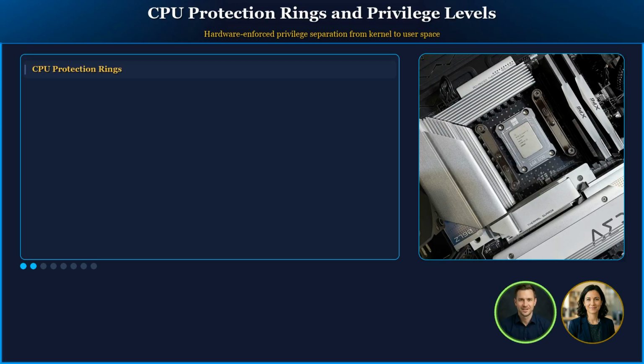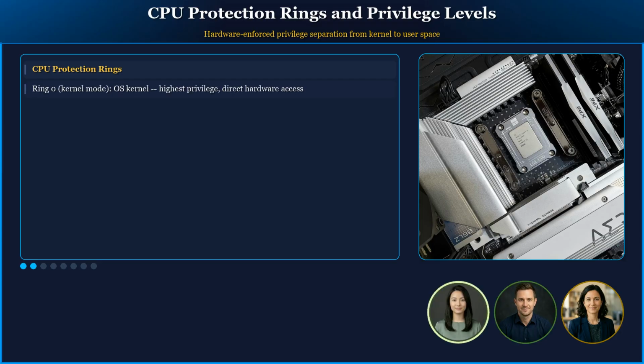CPU protection rings are hardware-enforced privilege levels. Intel x86 architecture defines 4 rings, 0 through 3. Ring 0 is the most privileged. The operating system kernel lives here and has direct access to all hardware. Ring 3 is the least privileged. User applications live here. When your browser wants to read a file, it cannot do it directly. It must ask the kernel through a system call interface. The kernel validates the request, performs the operation, and returns the result.